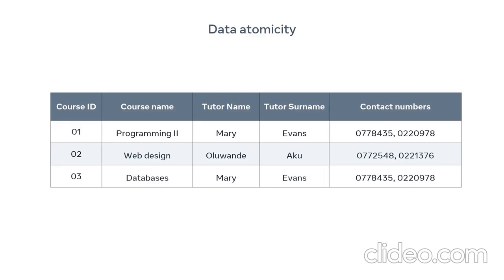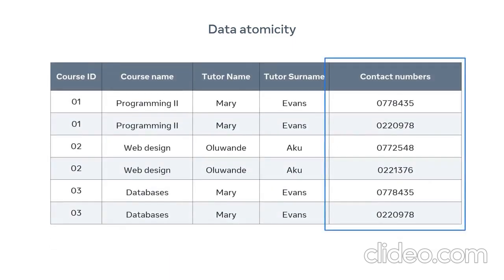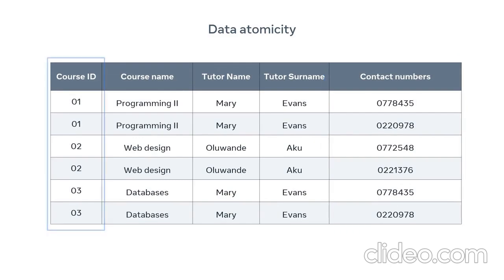This table isn't in 1NF. It violates the atomicity rule by including multiple values in a single field. I can try and fix this by creating a new row for each number. This solves my data atomicity problem. The table now has just one value in each field, but this solution has also created another problem. The primary key is no longer unique because multiple rows now have the same course ID.